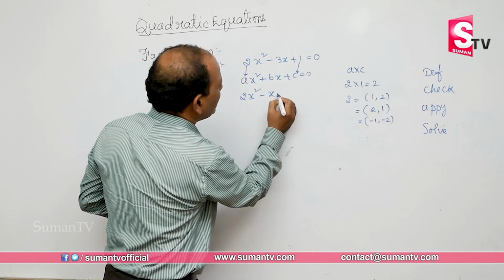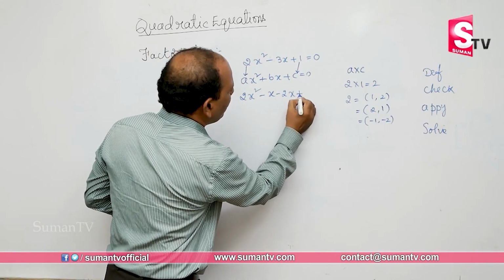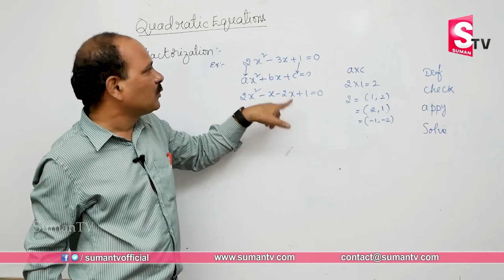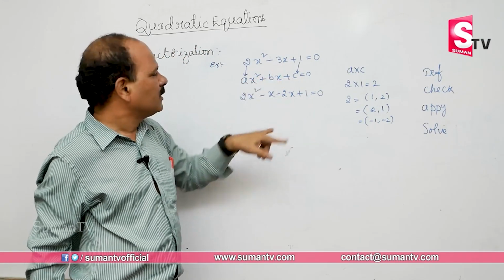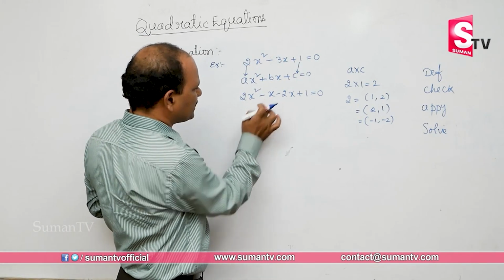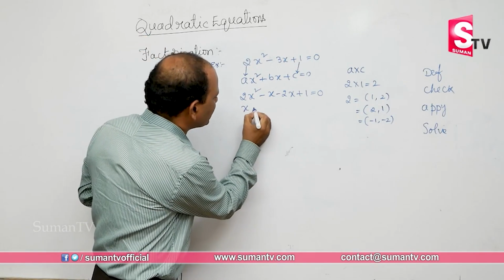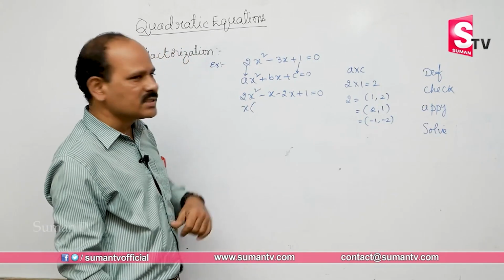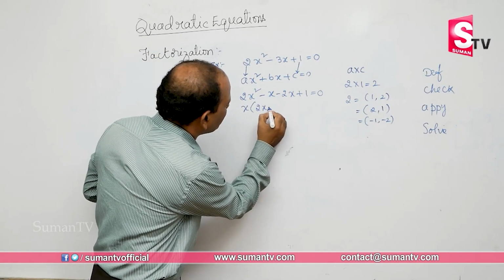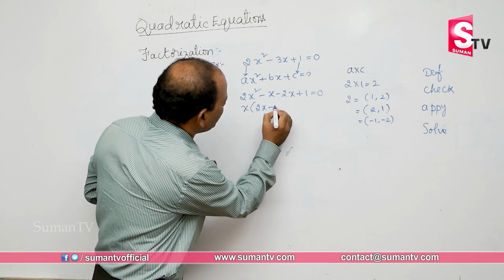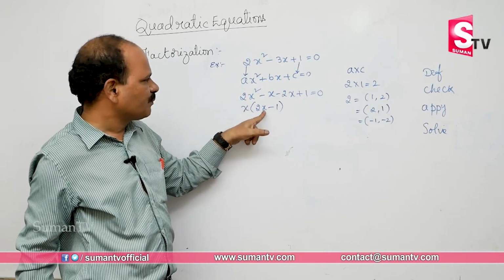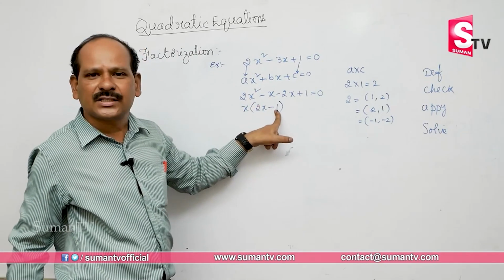Next, the second factor is minus 2. Minus 2x plus 1 is equal to 0. If you add these two, I get the middle term again. So from this, I have to take common factors. From 2x square minus x, I can take x common. Once I take x common, the remaining term is 2x minus 1.